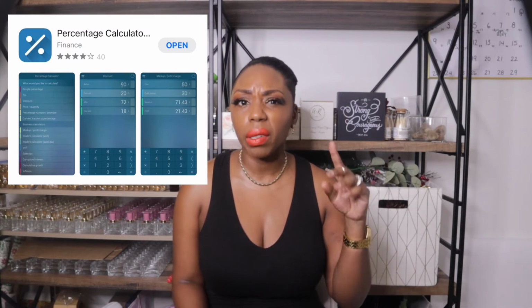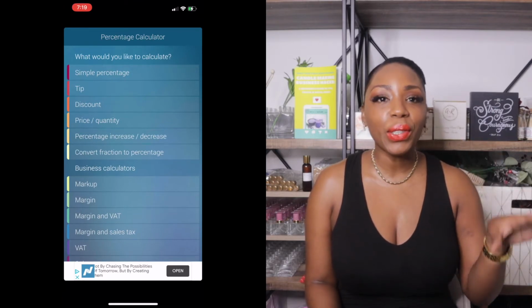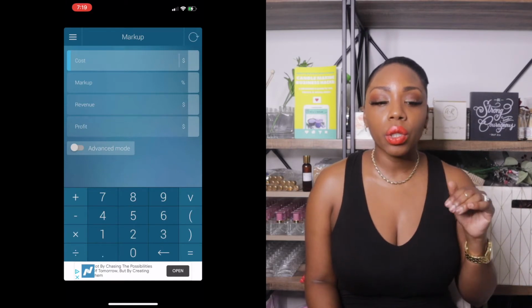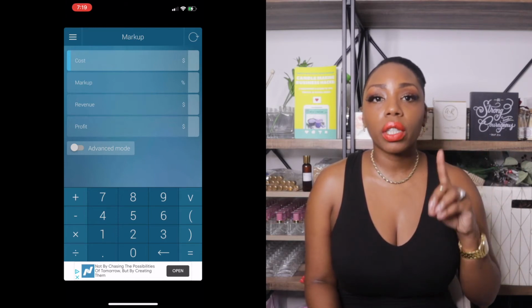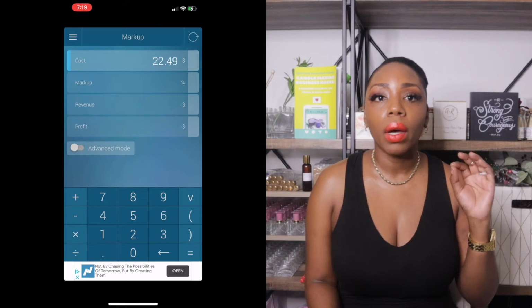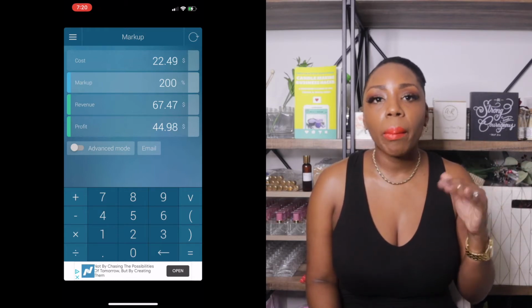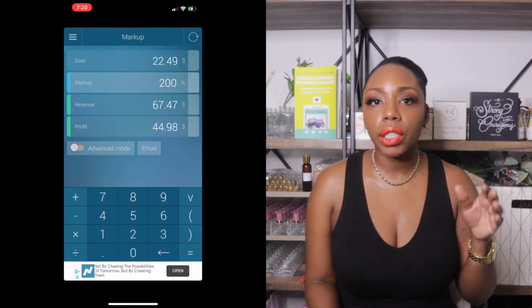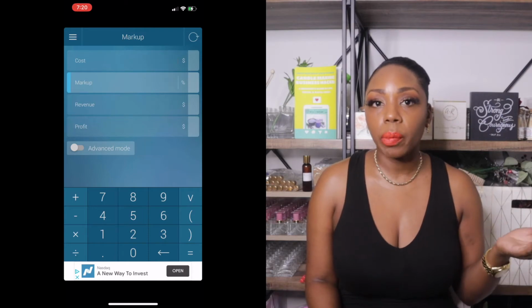Another alternative is to download an app called Percentage Calculator, and I'll put how the app looks on the screen. You could use that percentage calculator to see the markup for your one candle, but it's also the same thing as just multiplying times 2, times 3, times 4. But it is a very nice tool because you know exactly how much you'll be making and the percentage, and how much you could price up or down depending on how much you have marked up that item.